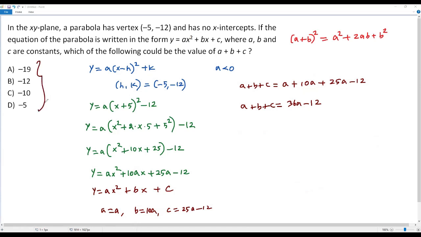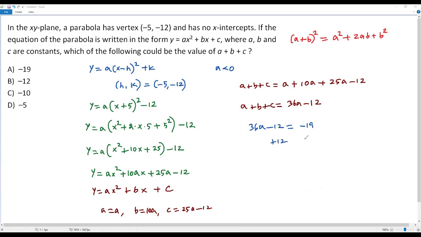Okay, in the given answer choices, we have values for this expression a plus b plus c. Now let's verify the given answer choices one by one. Let me verify whether this negative 19 could be the value of a plus b plus c. Since 36a minus 12 is equal to a plus b plus c, instead of a plus b plus c we can consider 36a minus 12. So if this is the value of a plus b plus c, then this negative 19 should be the value of this expression. Now let me solve for a in this equation.